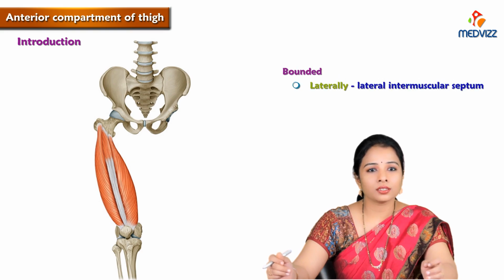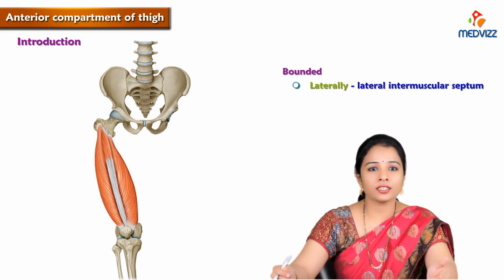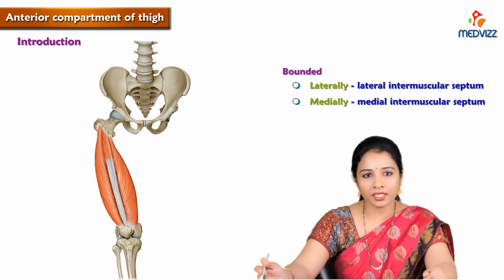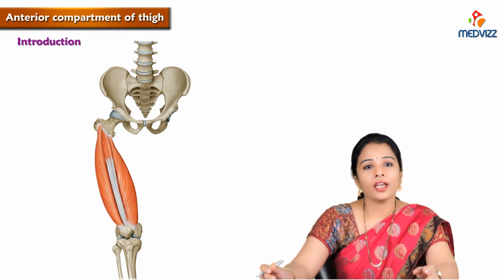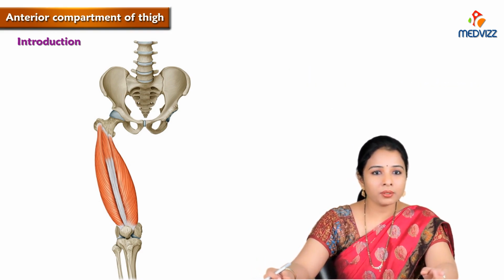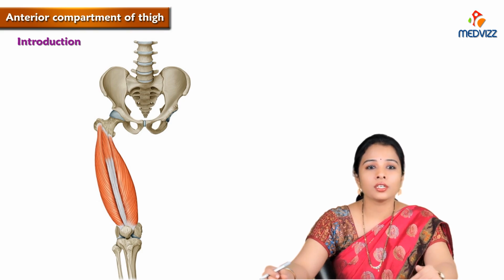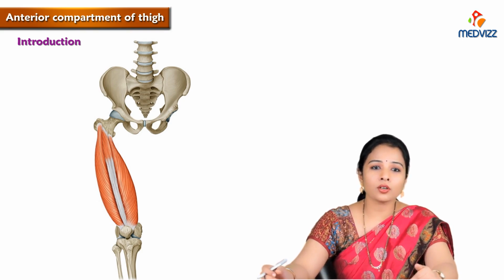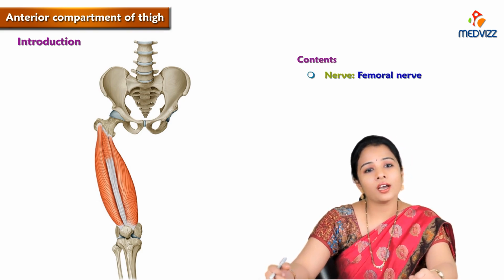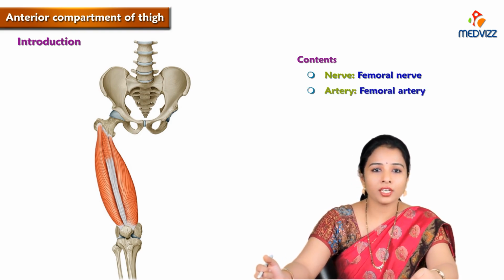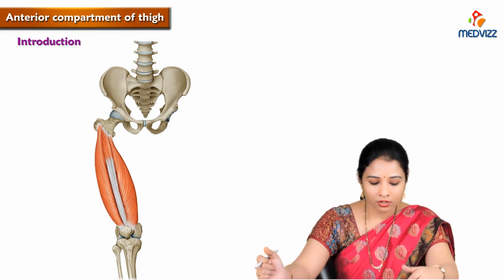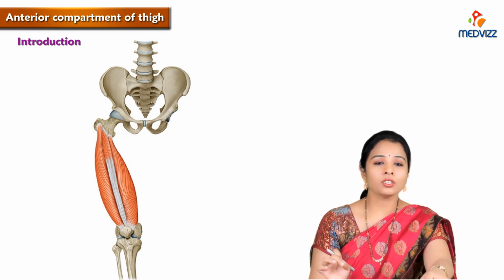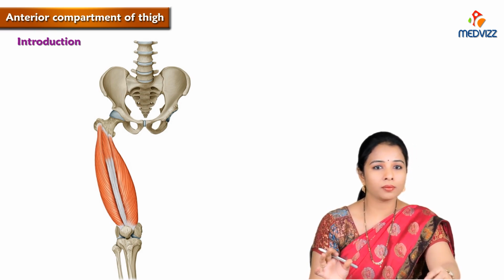And it is bounded laterally by the lateral intermuscular septum and medially by medial intermuscular septum. Anterior compartment, apart from the muscles, we also have got nerve of the anterior compartment called as femoral nerve, and the artery of anterior compartment of thigh is the femoral artery. So now this session is on muscles of the anterior compartment.